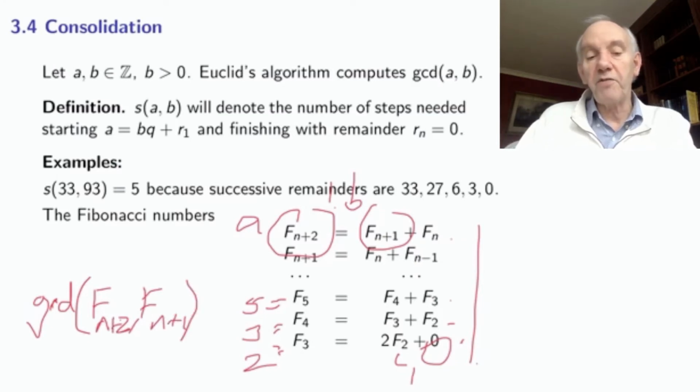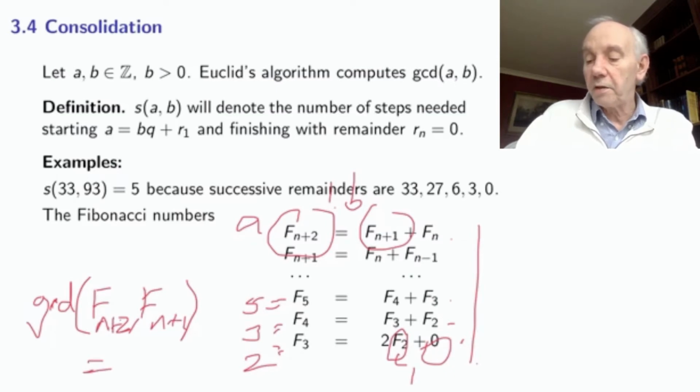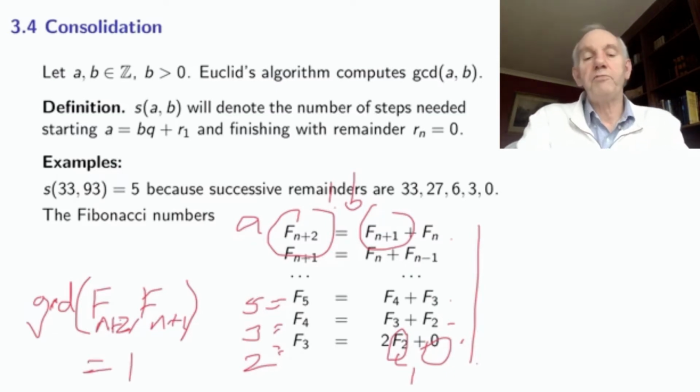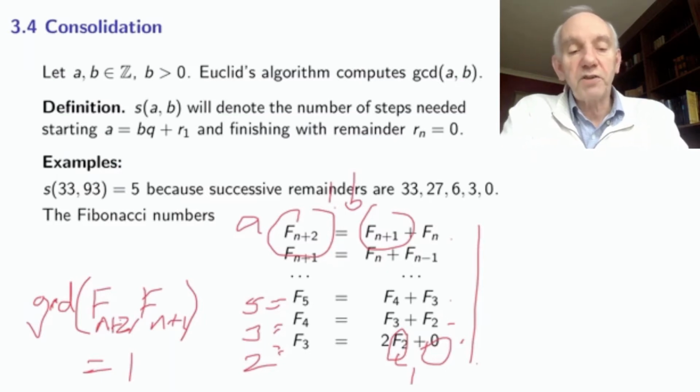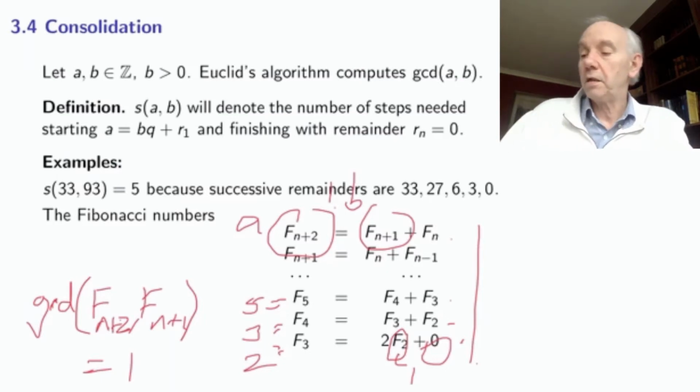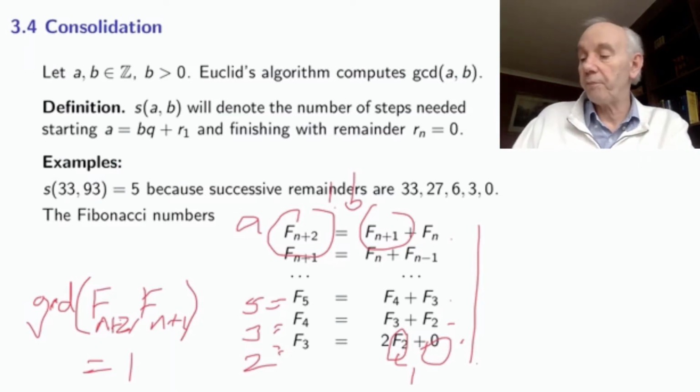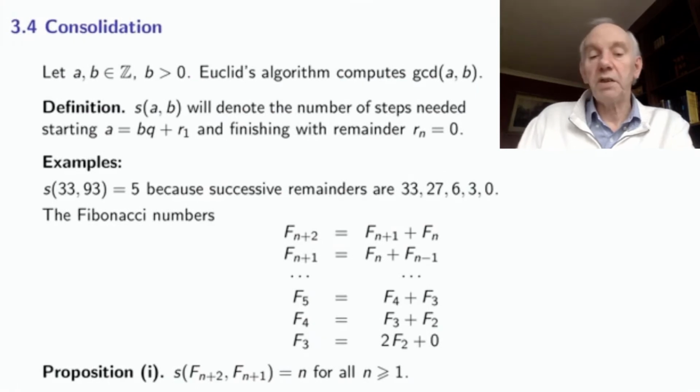That greatest common divisor, what is it equal to? Well, it's equal to this number, which is 1. So, in fact, this scheme also proves that any two adjacent Fibonacci numbers are co-prime. Their greatest common divisor is equal to 1. And the number of steps needed to arrive at that greatest common divisor is n. Okay, and that's what I'm interested in today, the number of steps. So the number of steps is n.